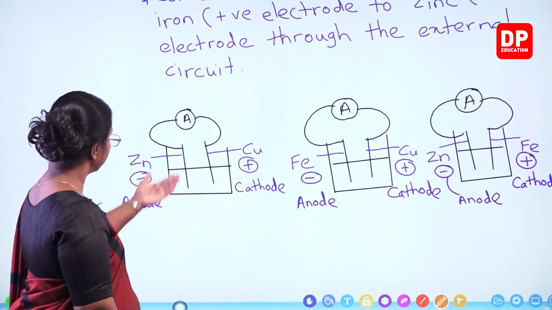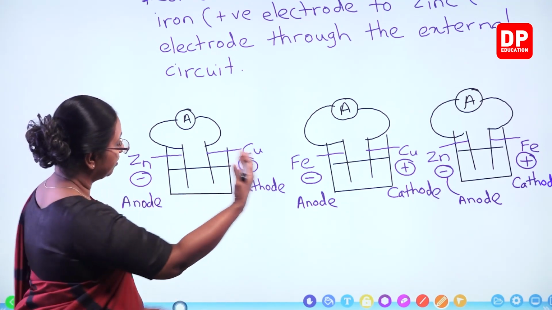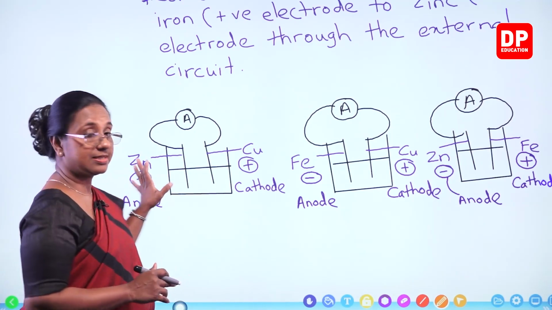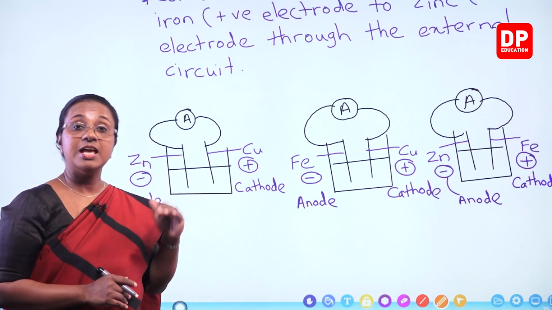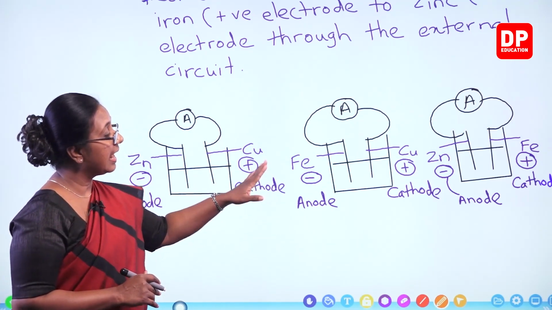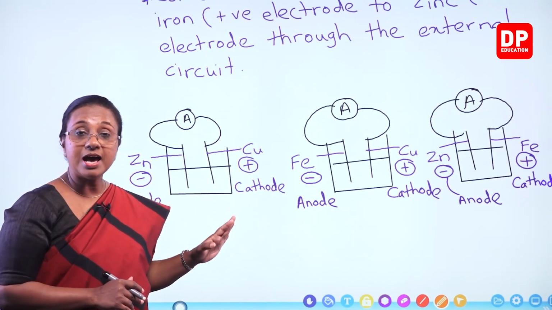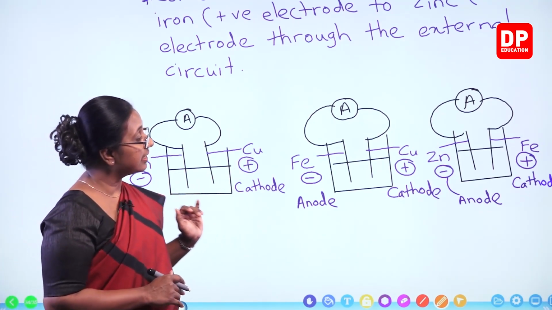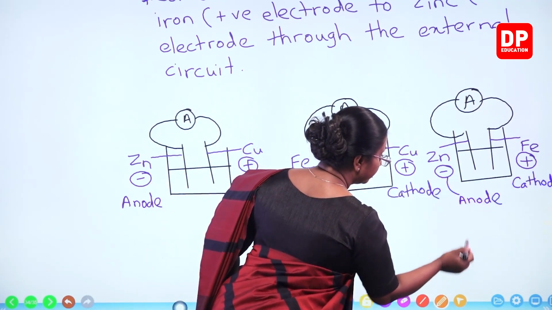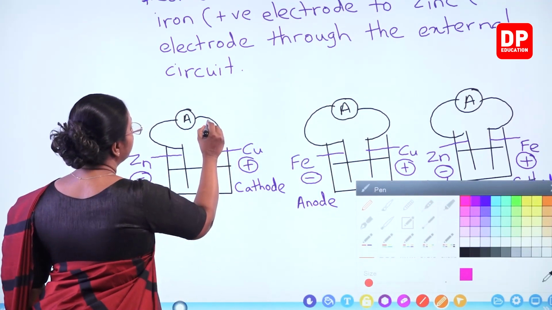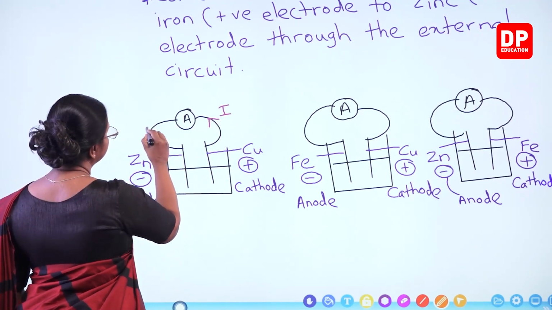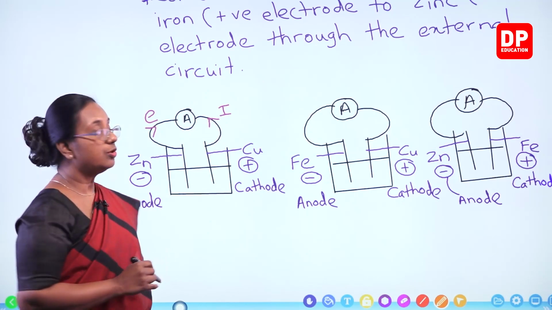Always, first we draw the more reactive metal. On the right side, we draw the less reactive metal. The more reactive metal acts as the anode undergoing oxidation and it becomes the negative electrode. And the less reactive metal acts as the cathode where the reduction takes place and that is the positive electrode. And always the current flows from positive to negative and electrons flow from negative to positive.